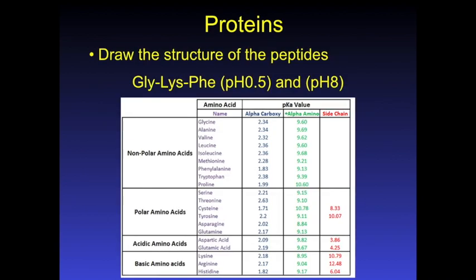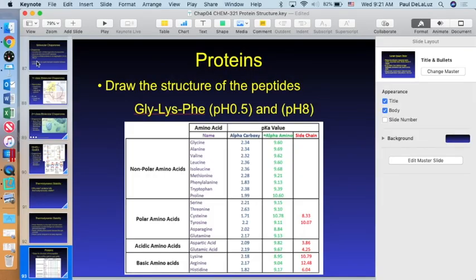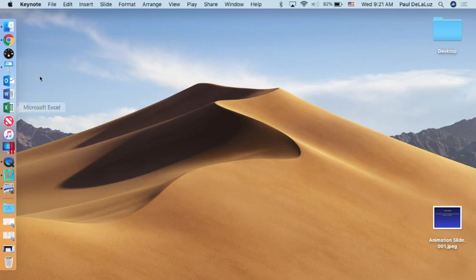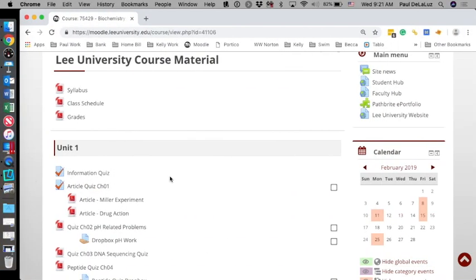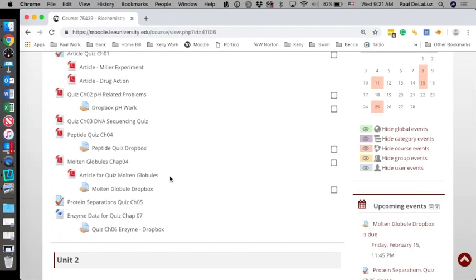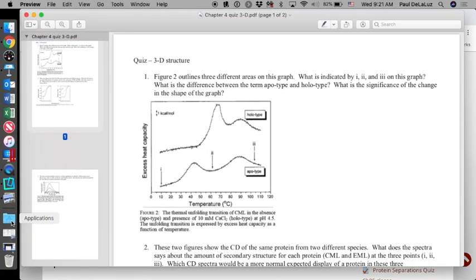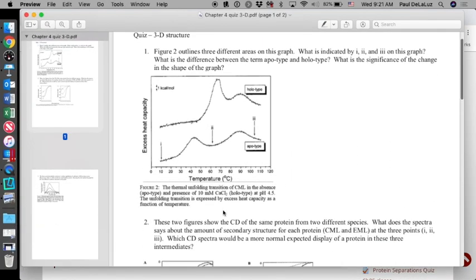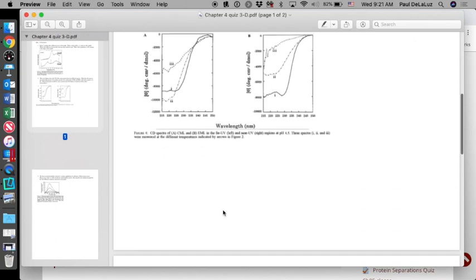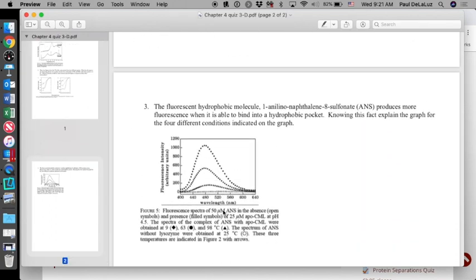All right, we have come to the end of the slides and the information. What I do want to do is go ahead and talk about the article and the quiz. All right, here's the actual quiz. What I'm going to do is extract 1, 2, 3 of the figures in the journal article.